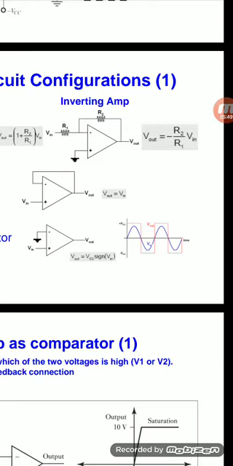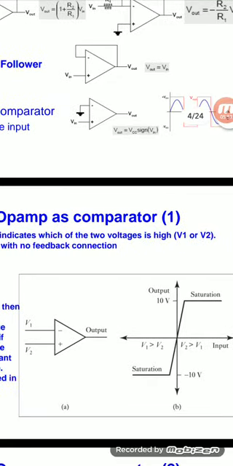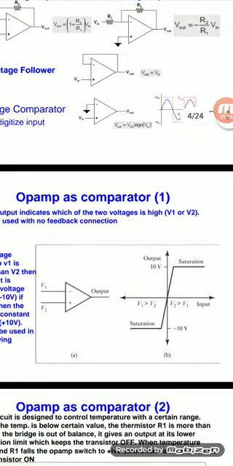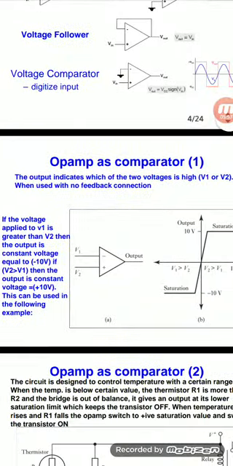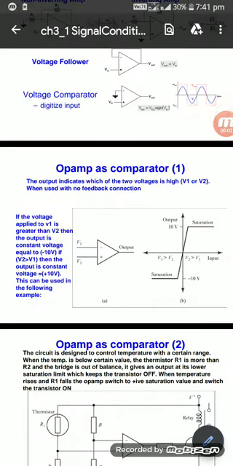So this is the cycle of operational amplifiers. These operational amplifiers are given so that the output indicates which of the two voltages is higher, that means V1 and V2, when we use no feedback connections. If the voltage applied to V1 is greater than V2, then the output is a constant voltage equal to minus 10 volts. If V2 is greater than V1, then the output is a constant voltage equal to plus 10 volts. This can be used in the following examples.